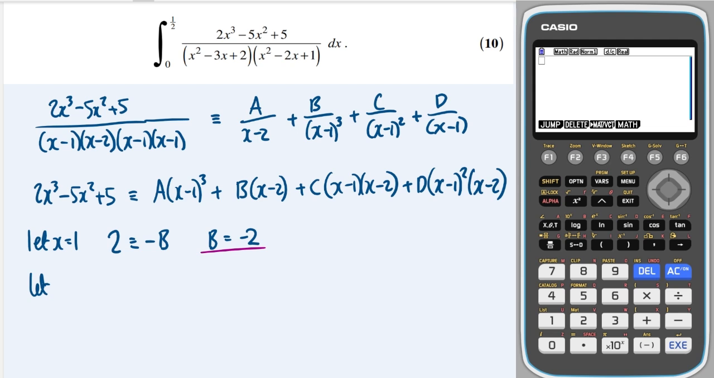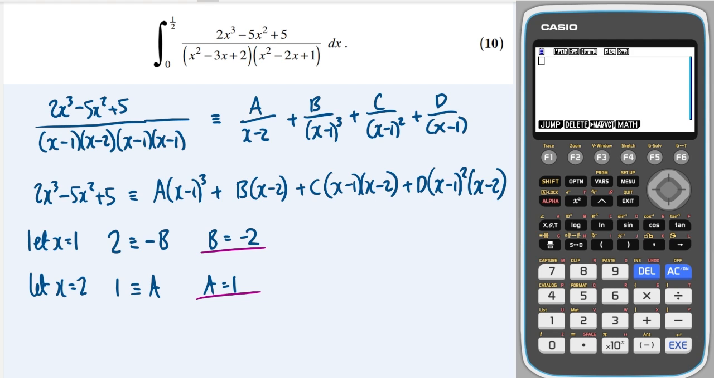And then we let x equal 2, and we're going to get 8, 16 minus 20 is minus 4, plus 5 is 1. And then the x minus 2's will all cancel, which just leaves you this a term here. When x is 2 minus 1, we get 1, cubed is 1, so it's just a. So we get a is equal to 1. Okay, so we've used all of our numbers which can cancel stuff out.